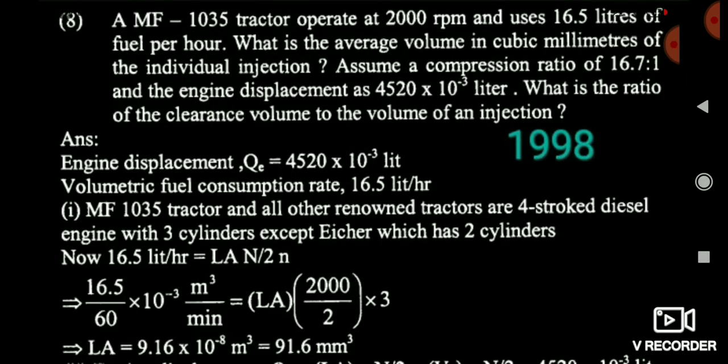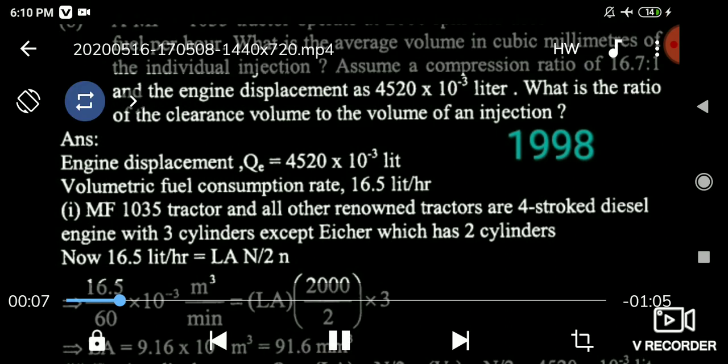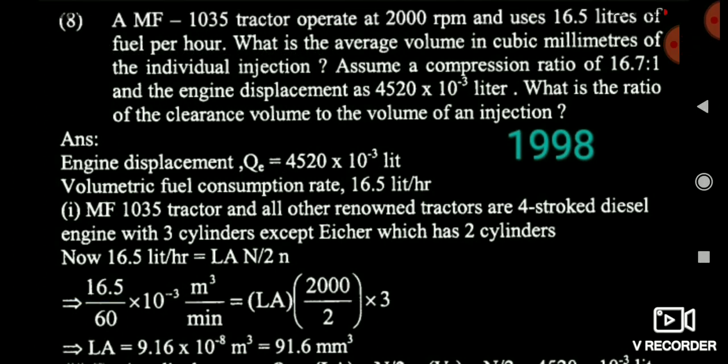You should see another question, it is a very important question. Friends, here also is the same question as whatever I solved in the previous slide. A tractor is operated at 2000 rpm and 16.5 liters of fuel is used per hour, its compression ratio is given, engine displacement is given, and it is asking what is the ratio of clearance volume to the volume of injection.